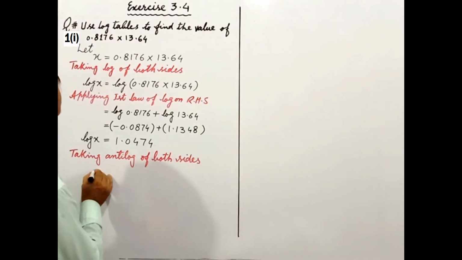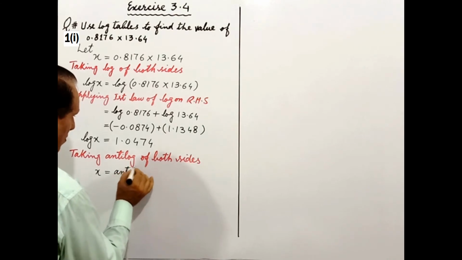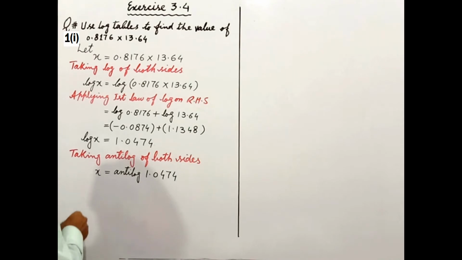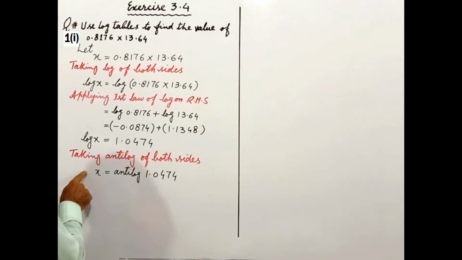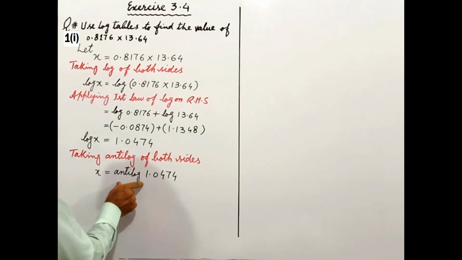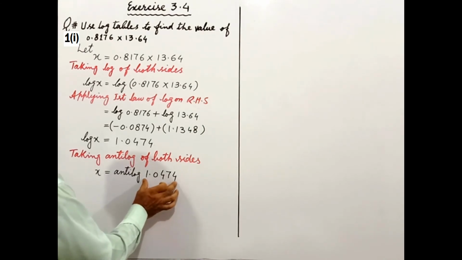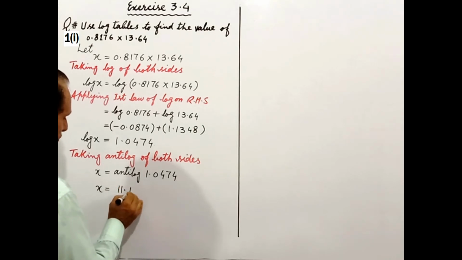We have x equal to anti-log 1.0474. When we take anti-log of both sides, on the left hand side the log is cancelled by the anti-log, and on the right hand side we have the anti-log. Now using the calculator, we press shift log, and pressing that value we get the answer, and that is 11.15.